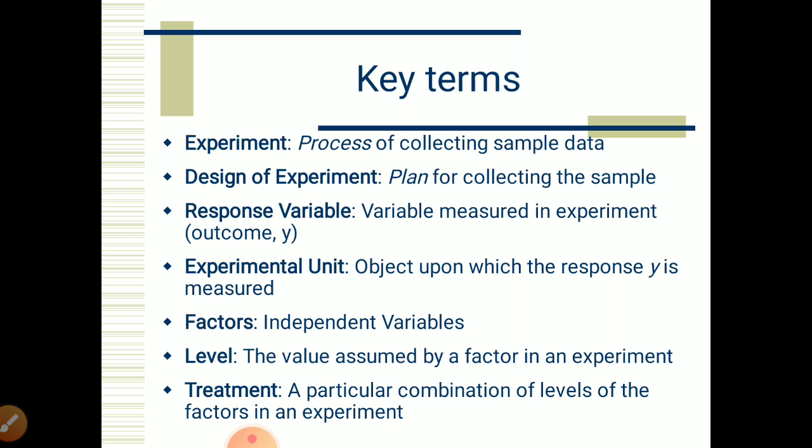It can be a combination also. As it is mentioned here, a treatment is a particular combination of levels of the factors in an experiment. For example, feed and breed: if you have feed as well as breed to be tested in an experiment and there is an interaction between these two, then that combination will become the treatment. Specifically, that combination becomes the treatment.